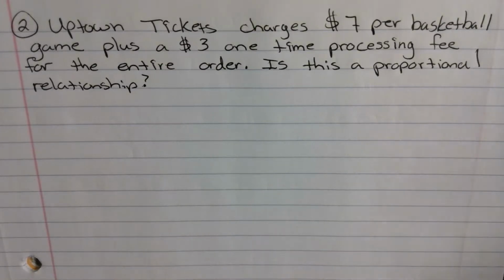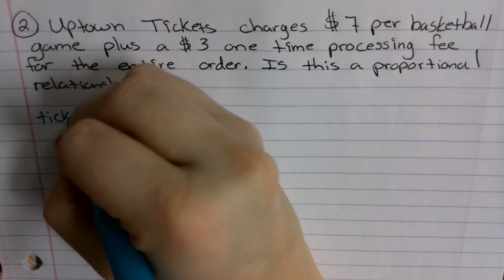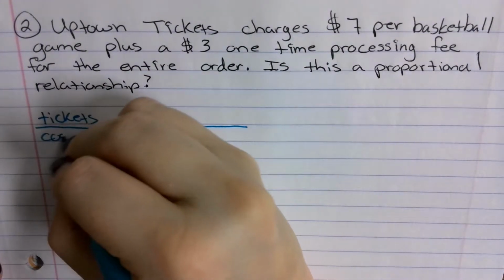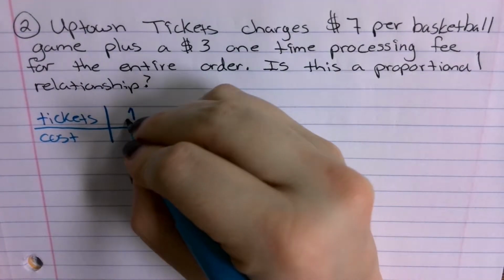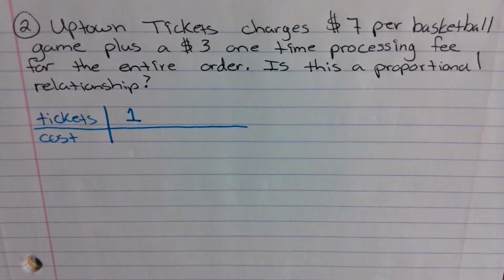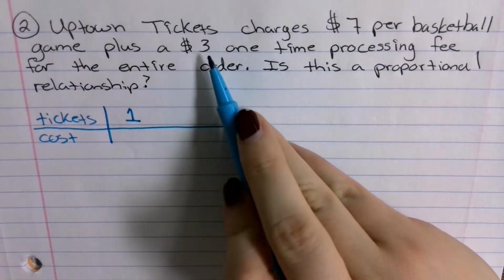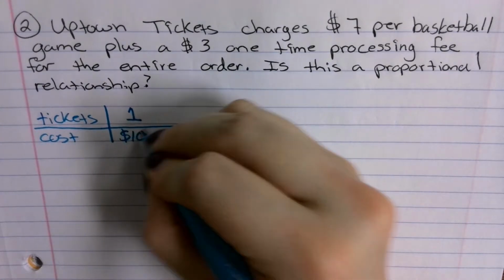Okay? So with that in mind, if I want to go ahead and compare the tickets to the cost that I'm going to spend, if I buy 1 ticket, what is the total cost going to be for that 1 ticket in my order? $10. $7 for the ticket, and then $3 to process it. So $10 is what I'm going to pay.